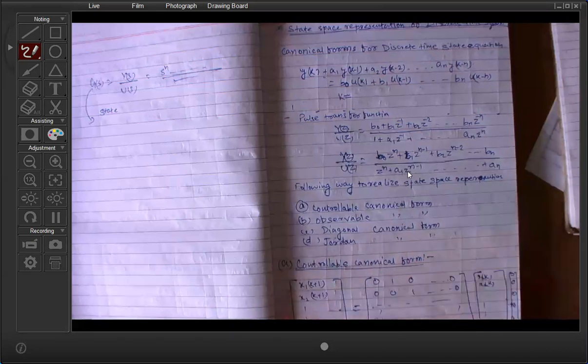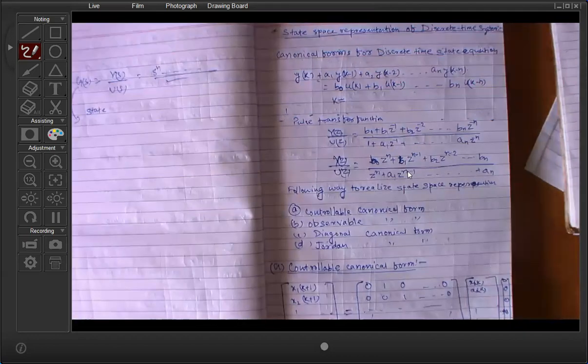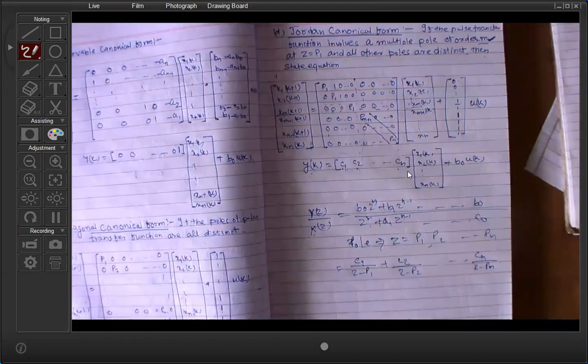The details of the derivation of how you can obtain the control canonical form, observable canonical form, diagonal canonical form and Jordan canonical form are given in the book. You can go through it, but it is not very important.